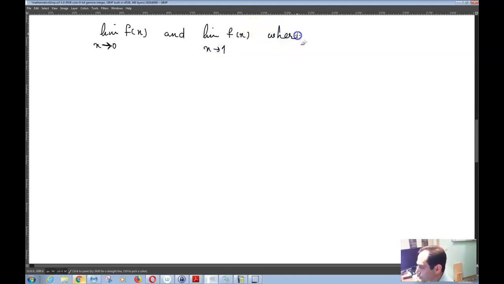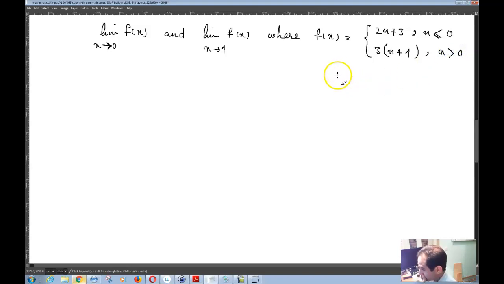Number 23, you want to find the limit of f of x as x tends to 0 and the limit of f of x as x tends to 1, where f of x is equal to this function: 2x plus 3 for x less than or equal to 0, or 3 times x plus 1 for x greater than 0.